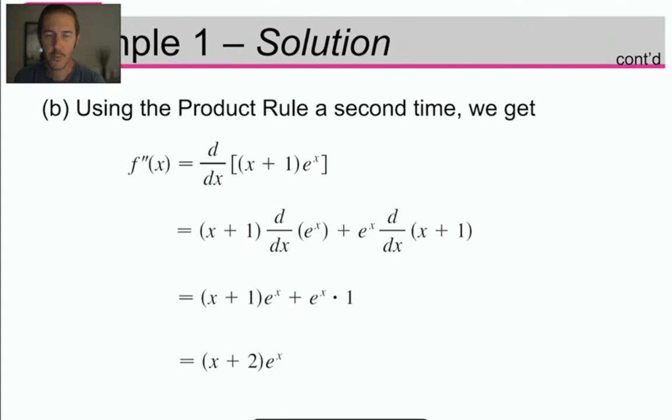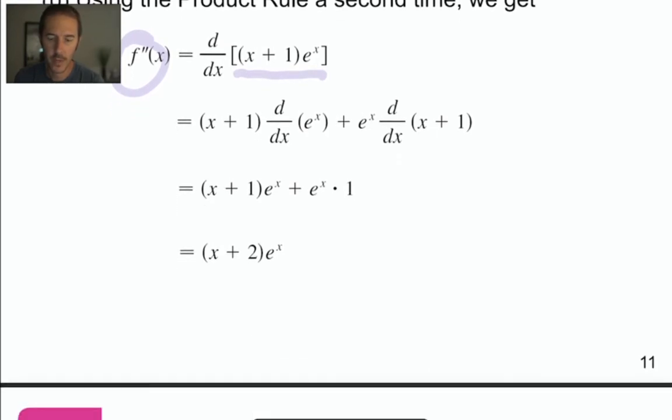You can read through this. Here what you're seeing is the second derivative. So we're taking the derivative of the answer that we just found. And you can go through and see how the product rule is being used in order to find this, which is the second derivative.